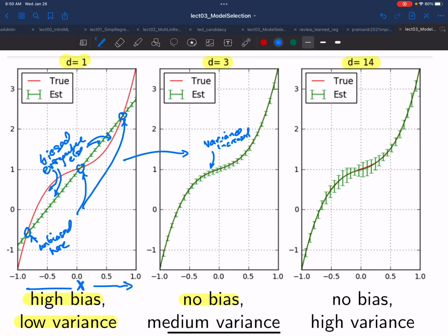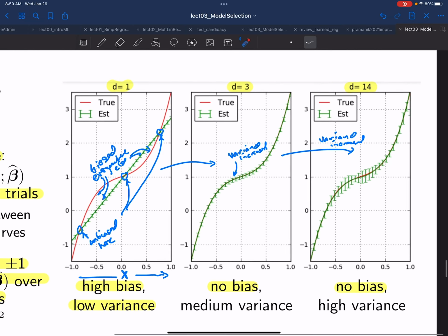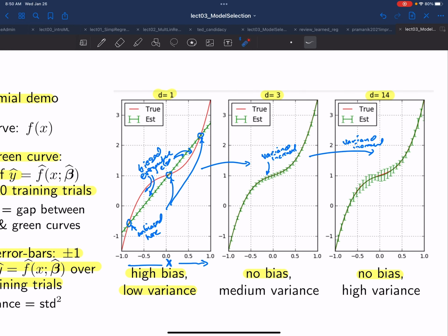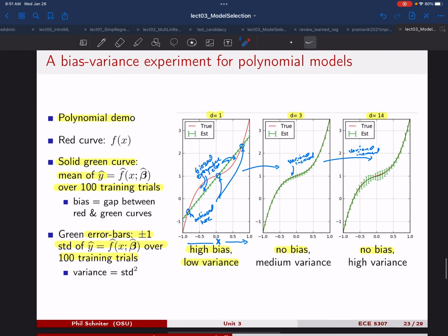So when we look here, we see, again, it's unbiased. It's doing the right thing on average because there's no gap between the green and red curves. However, the variance got a lot bigger. The variance increased again. Look at how big it is over here now. So this is a general trend that you see. As you increase your model complexity, your bias tends to go down. You can do a better job on average, but your variance tends to increase. And that's exactly what we see from these experiments with this polynomial demo.